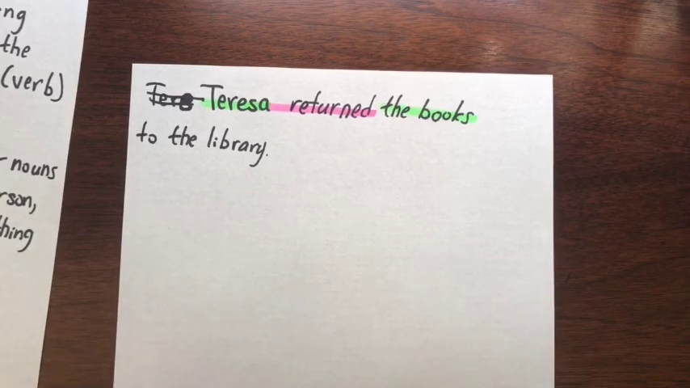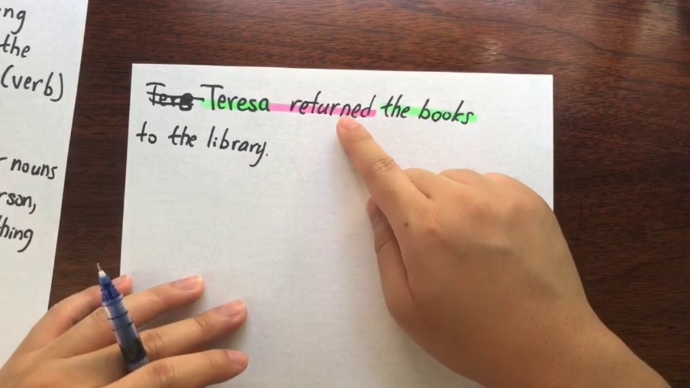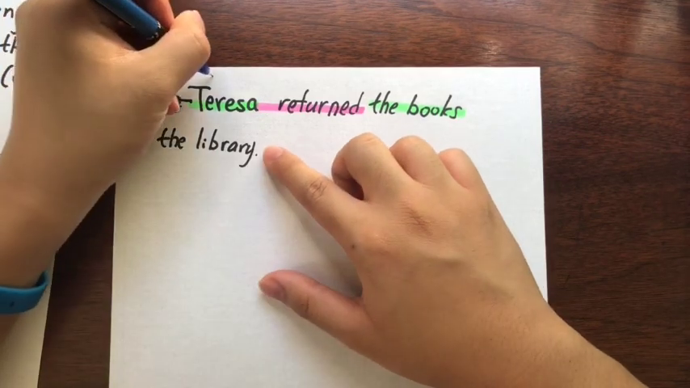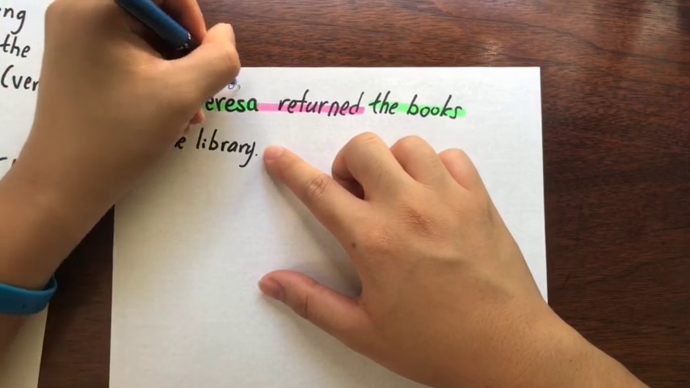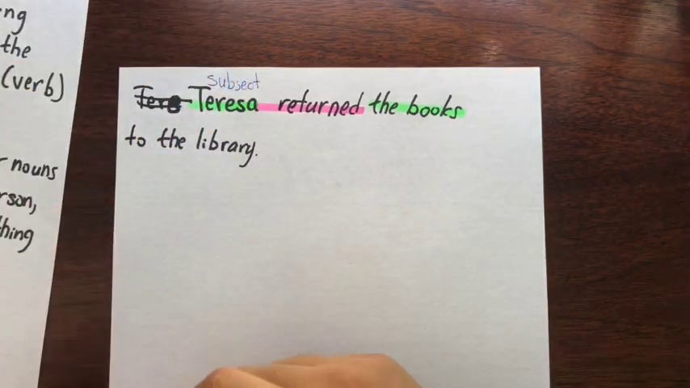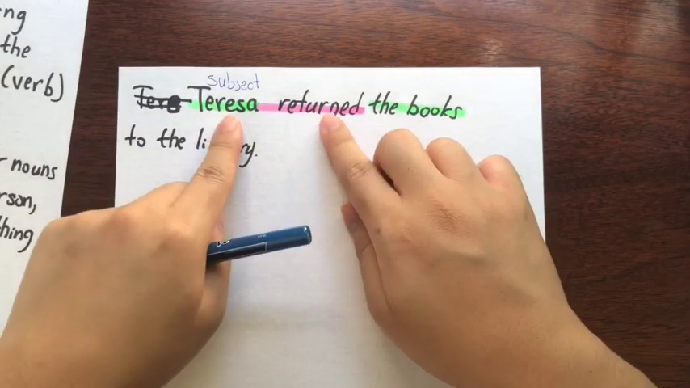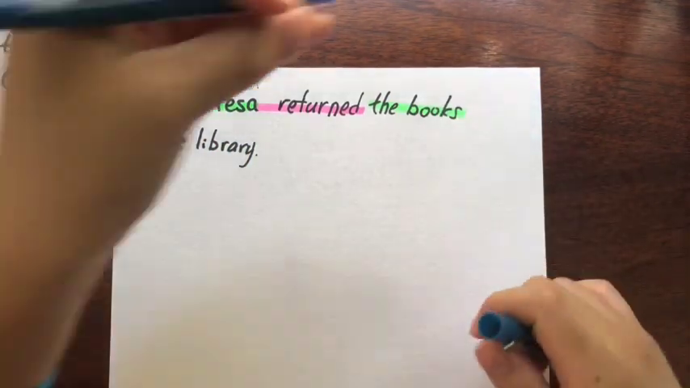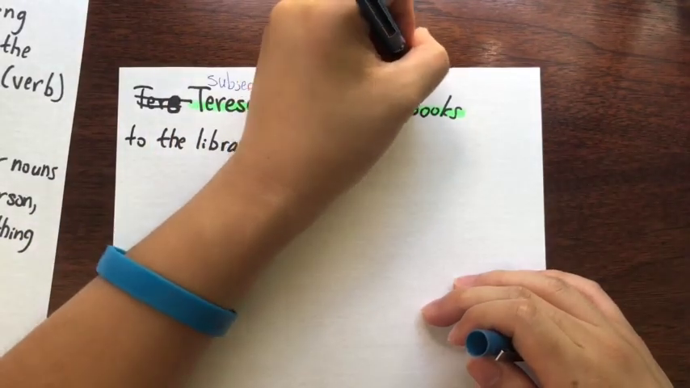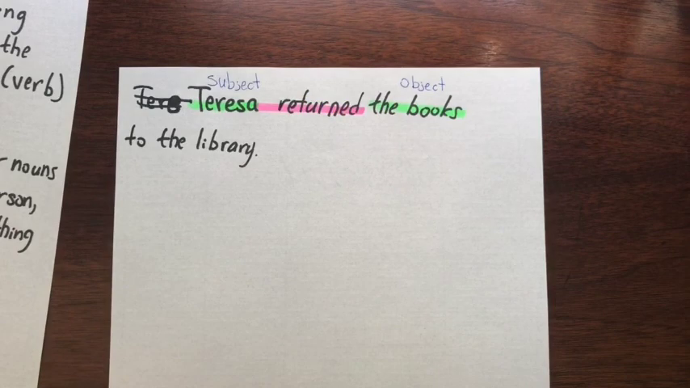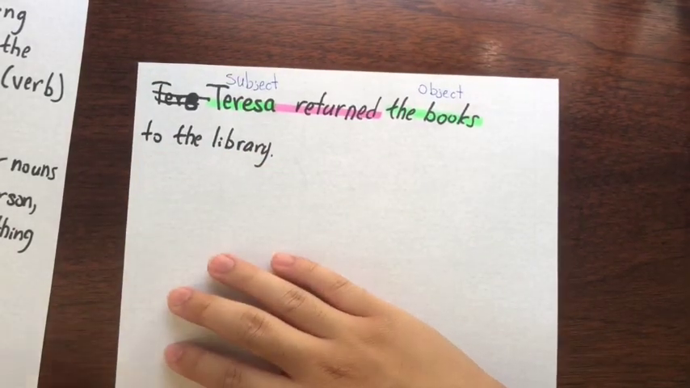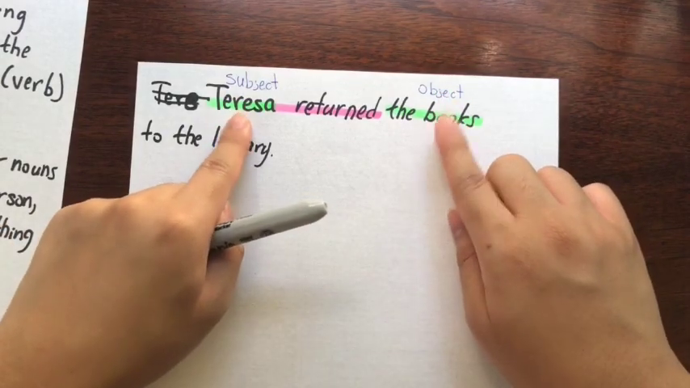Okay, so let's identify the subject. The verb is returned. So, who returned? Teresa returned. So, Teresa is the subject. Okay, Teresa returned what? What did she return? She returned the books. So, the books is the object. To the library, we want to keep this the same. So we only want to change these words.